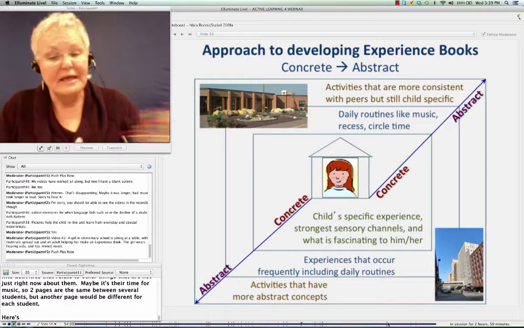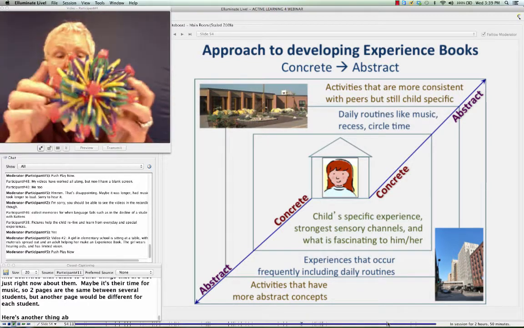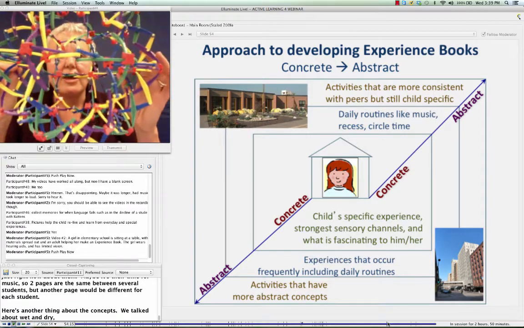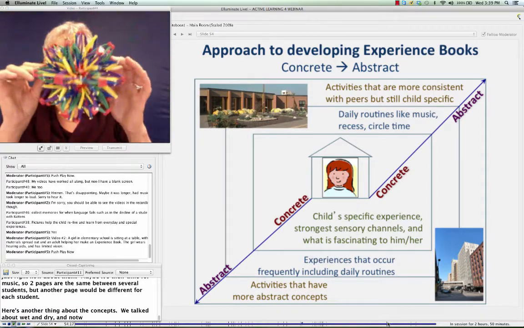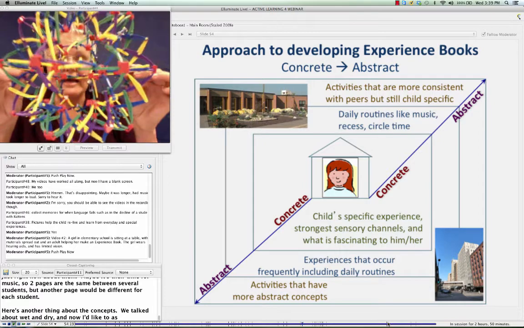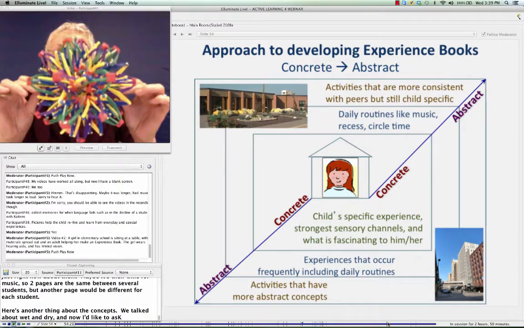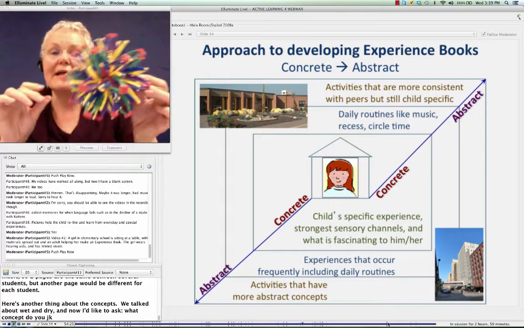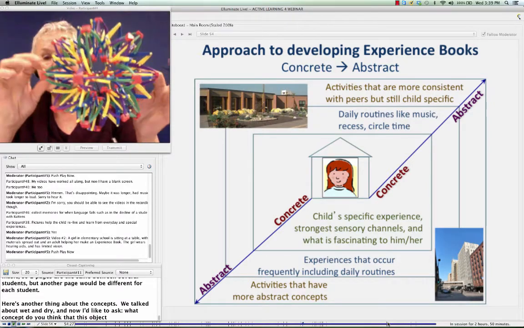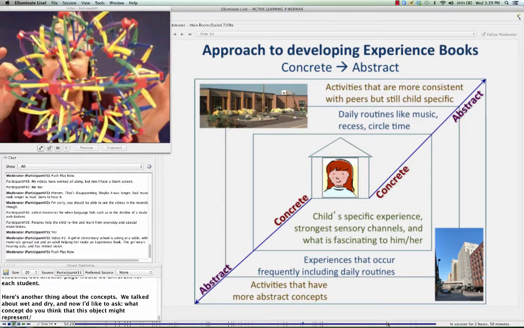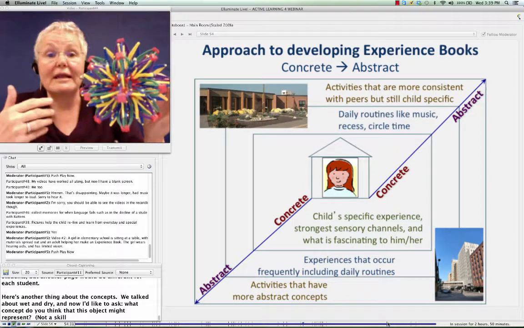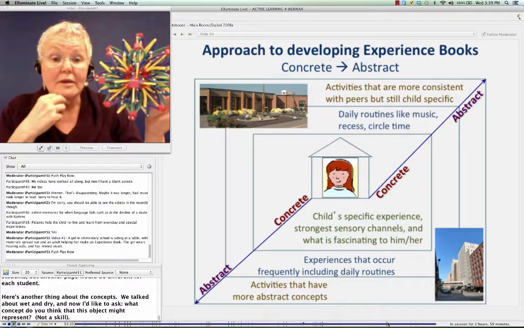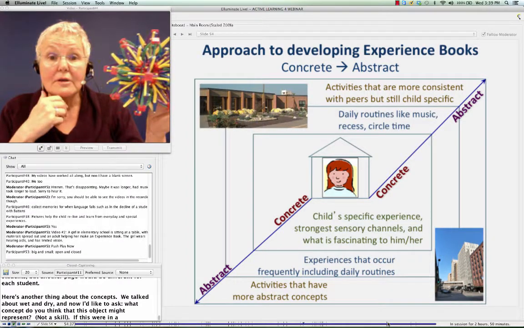You know, we talk about wet and dry, and I would like to ask the question, what concept do you think this toy might represent? Remember, not a skill that I can open and close it. What kind of a concept does this represent that I might need to be learning about, whether I'm in a little room or it's hanging from a triangle board, whatever? What would you say?